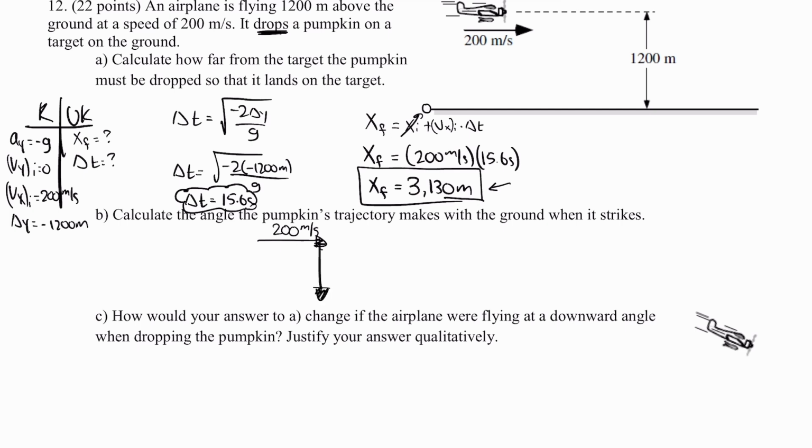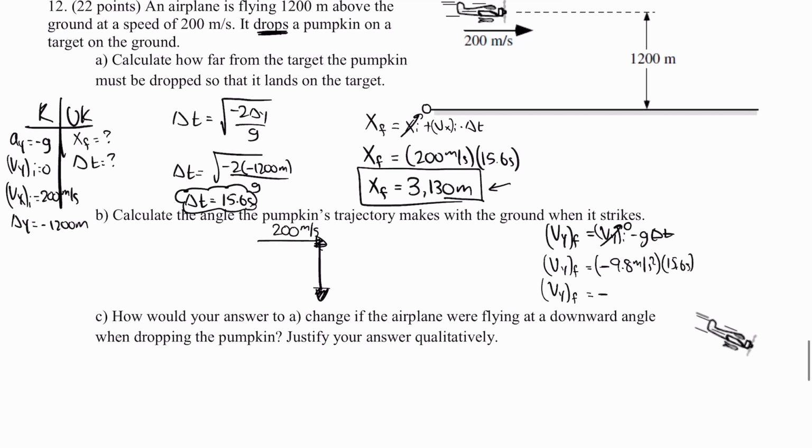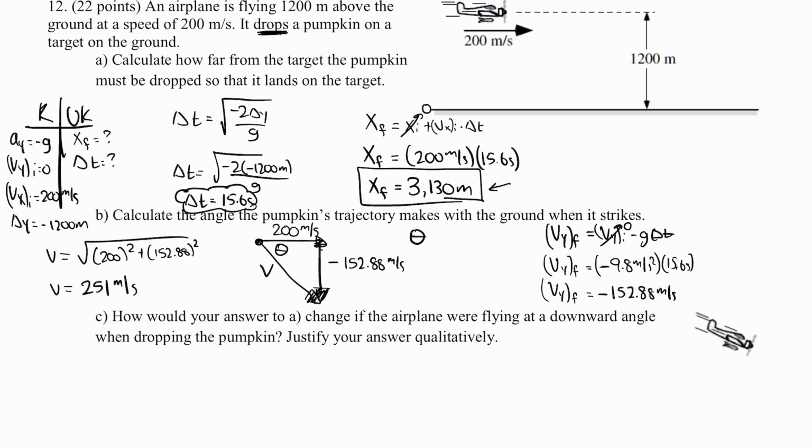But we need to find out what that final velocity is, or what that final speed is for this pumpkin. Given everything that we know, I can use this equation: VYF equals VYI minus G delta T. I know the initial vertical is 0, so my final velocity is going to be -9.8 meters per second squared multiplied by the time, 15.6 seconds. So my final vertical velocity when it hits the ground is -152.88 meters per second. And that's what belongs here, 152.88. It's only asking us for the angle.